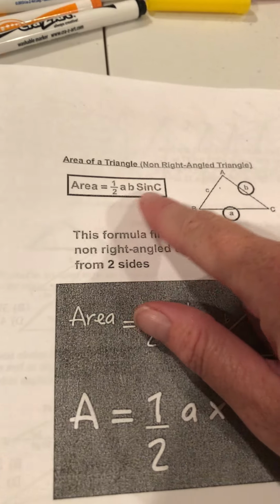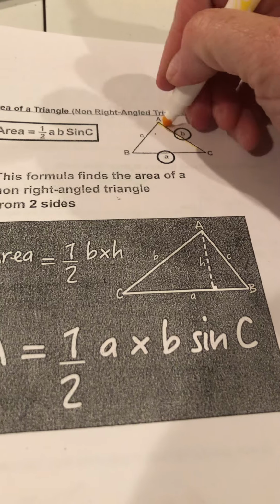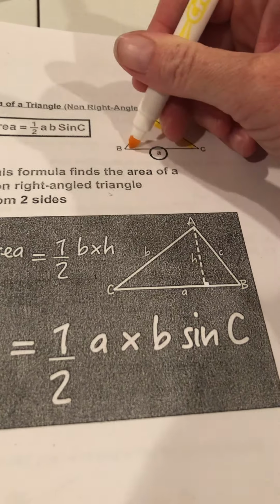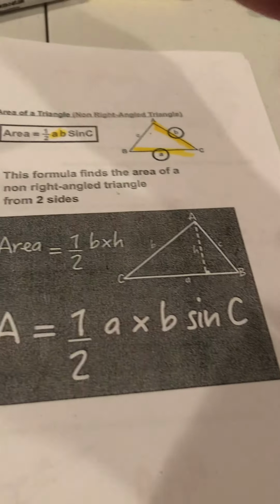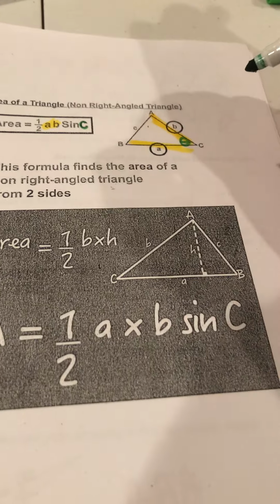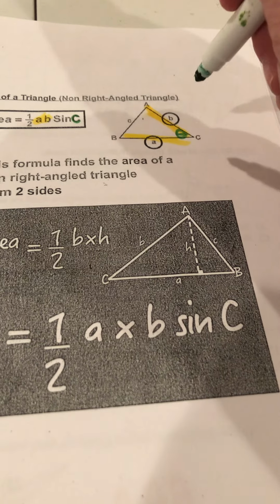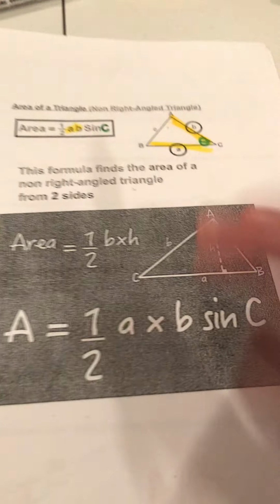Okay, so area is 1/2 AB sine C. So what it's saying is that A and B are those sides, and sine C, that's capital C because it's that angle. So it looks like the law of cosines, but it's not, it's the area.